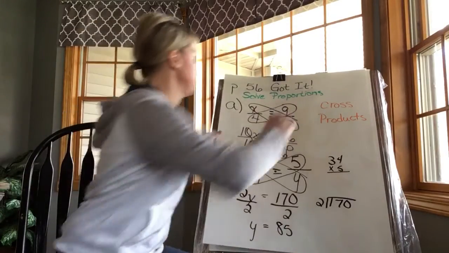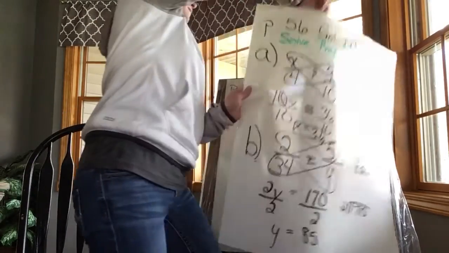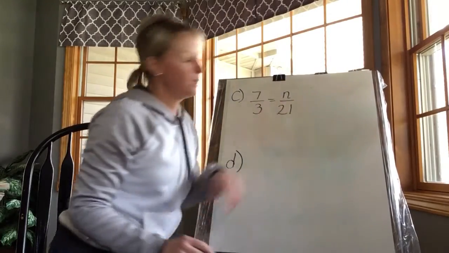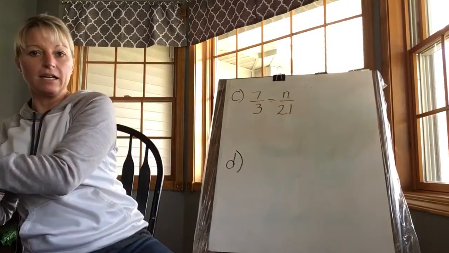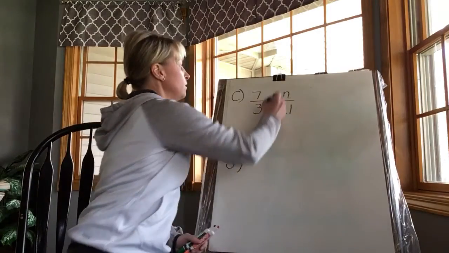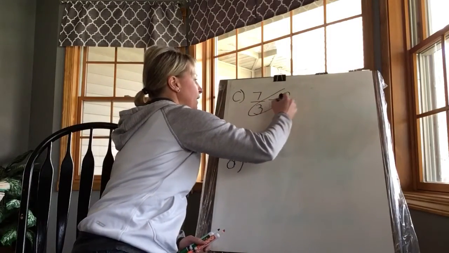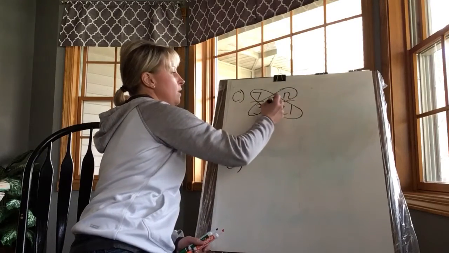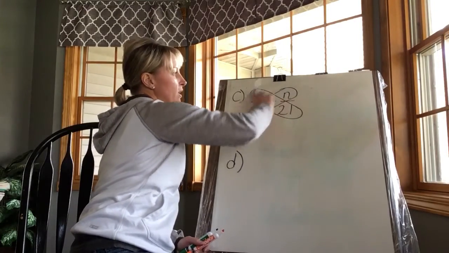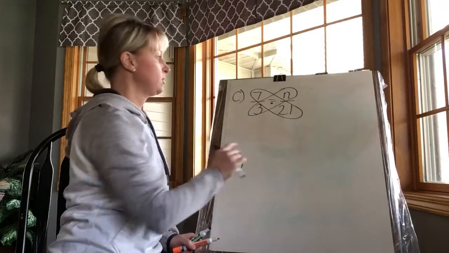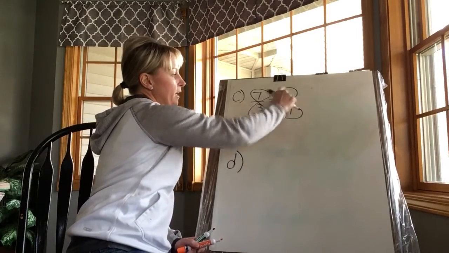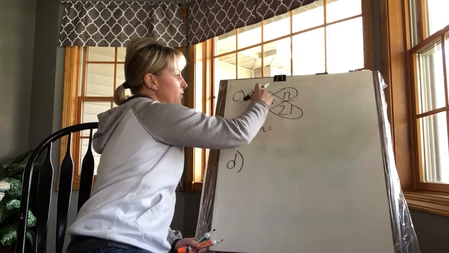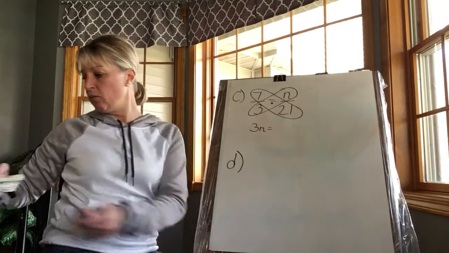Going on to C. They moved the position of the variable yet again. Again, it does not matter. We're just going to go ahead and circle these. Again, I want to do whatever is circled with a variable first. So the variable is with the 3 times n. So I have 3n equals, and then it would be 7 times 21.